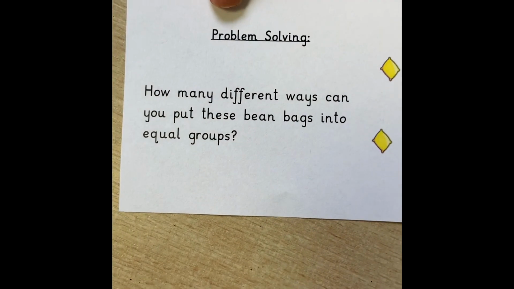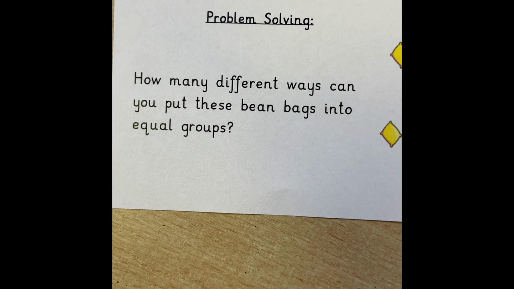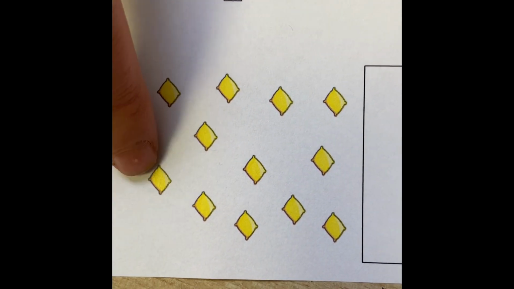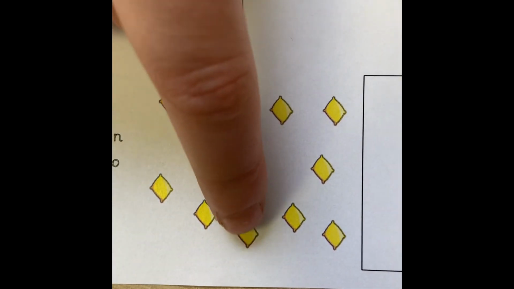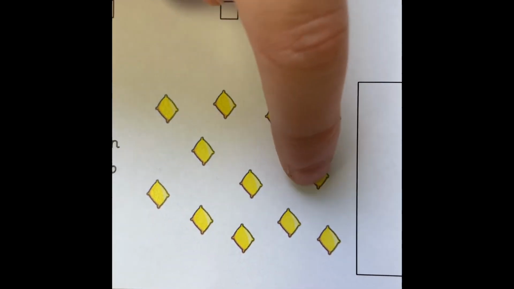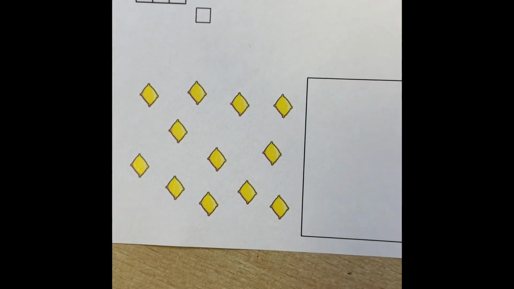And the last question says, how many different ways can you put these beanbags into equal groups? So count the beanbags. 1, 2, 3, 4, 5, 6, 7, 8, 9, 10, 11, 12. And in this box, can you split them into equal groups?